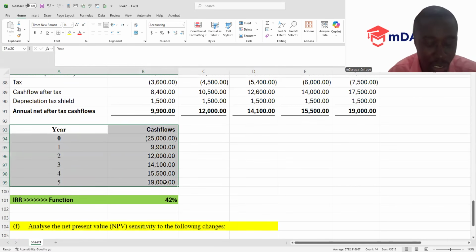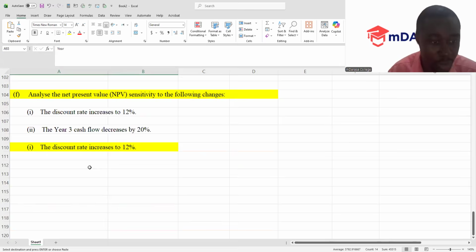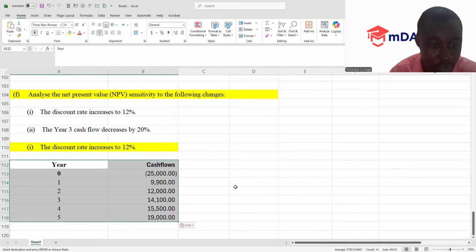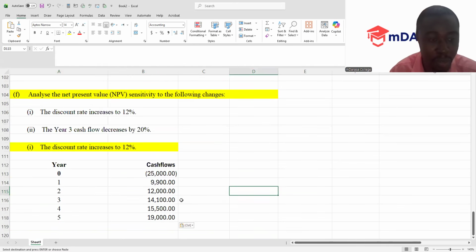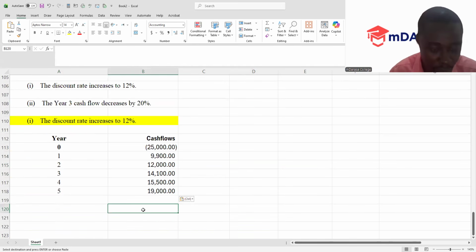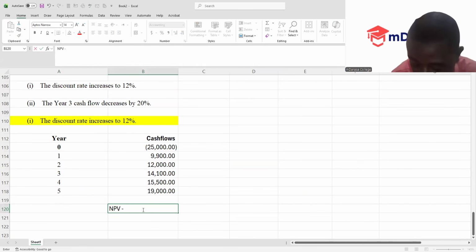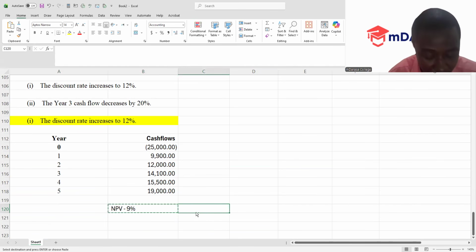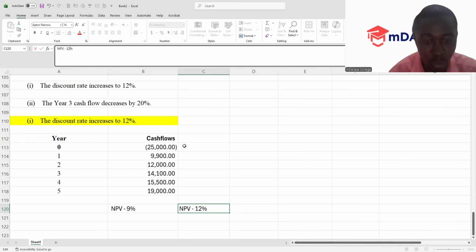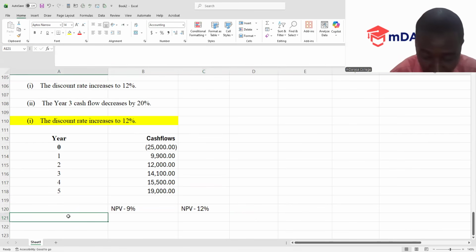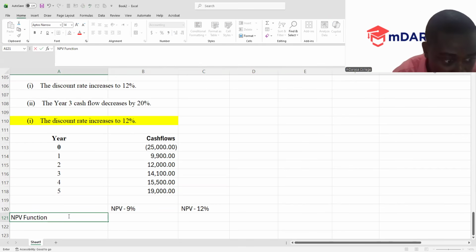Of course, we take our cash flows here. These are the cash flows that you determined. NPV, our current rate was 9%. We compare. And we need to do a sensitivity analysis if our NPV is at the rate of 12%. What will we be having? Again, we use the NPV function here. Very important, very key. NPV function is what you're going to use.